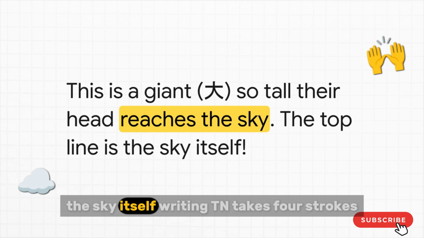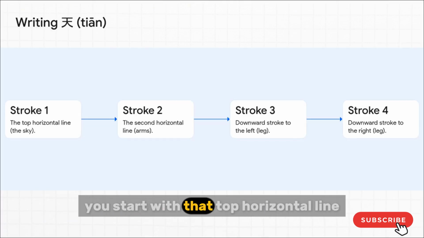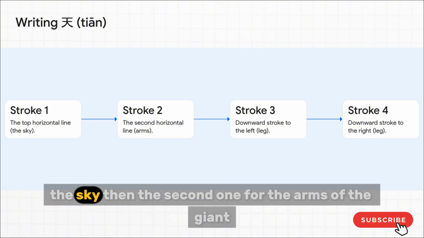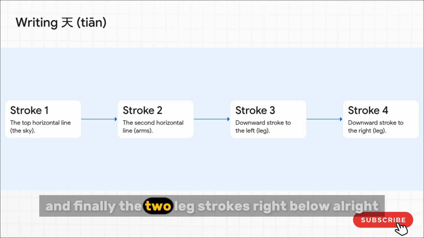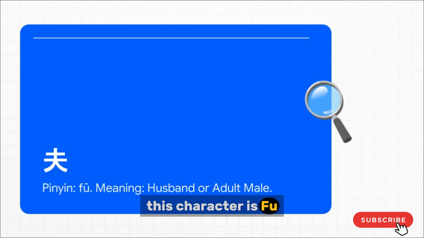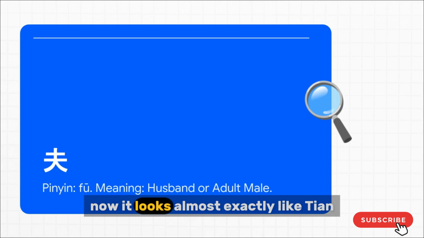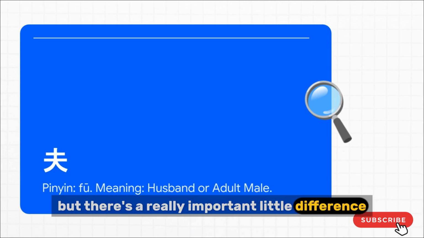The sky itself. Writing tiān takes 4 strokes. You start with that top horizontal line, the sky, then the second one for the arms of the giant, and finally the 2 leg strokes right below. All right, let's look at one more variation. This character is fu, and it means husband, or more generally, an adult male. Now, it looks almost exactly like tiān, but there's a really important little difference.